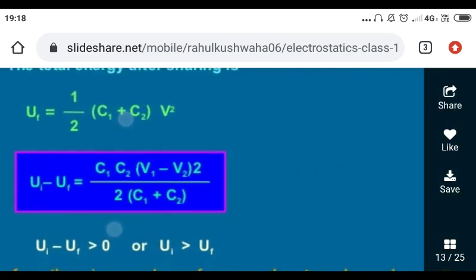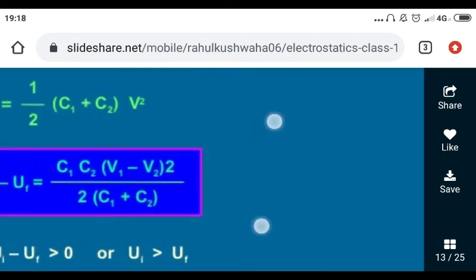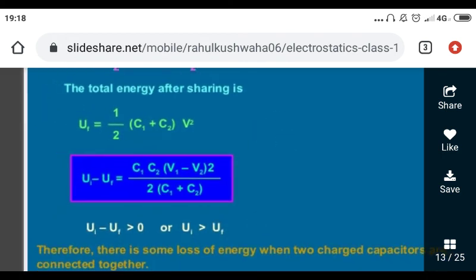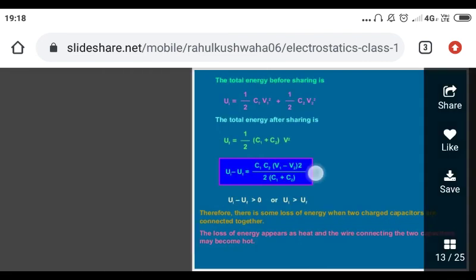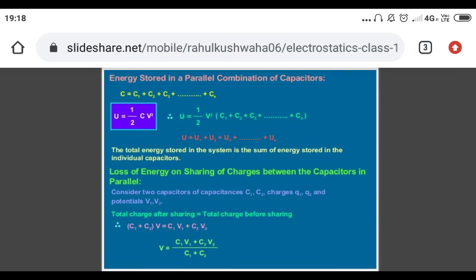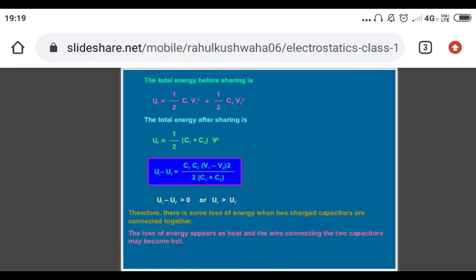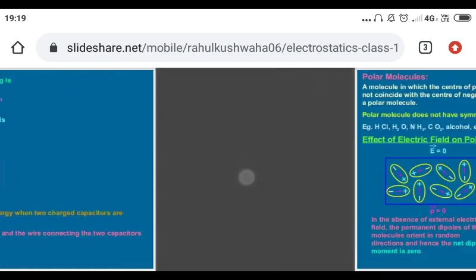U initial minus U final equals C1 C2 (V1 minus V2) whole square upon 2 (C1 plus C2). This is the result: the loss in energy when two charged conductors are joined. This is one of the important derivations of this chapter. Remember, the question will be loss of energy on sharing charges between capacitors in parallel.